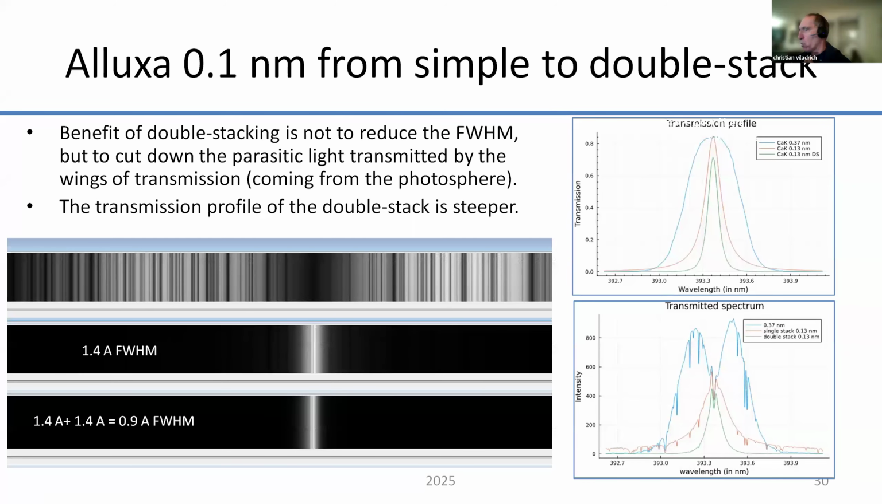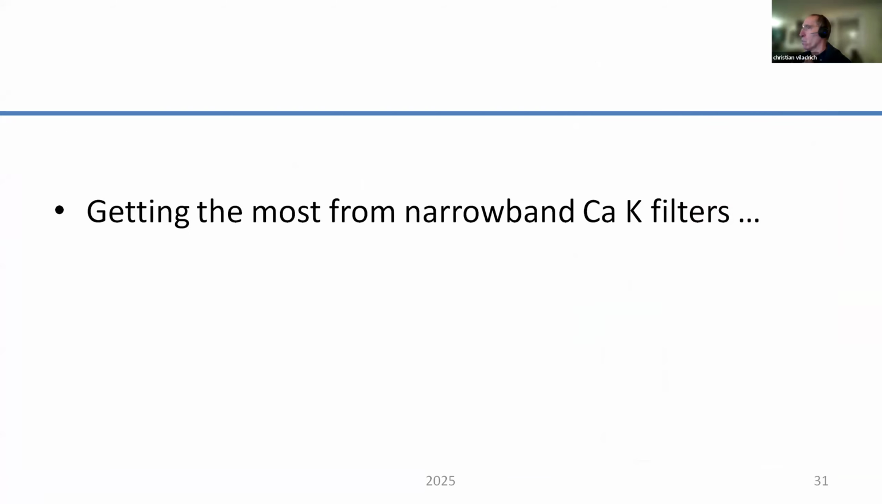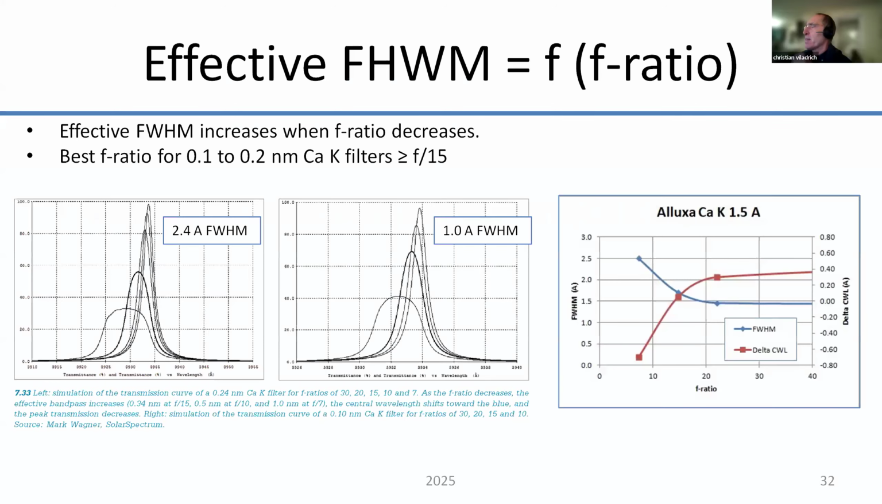So maybe I would jump that one at this stage to go here. Now, this is about getting the most out of the narrowband calcium K filters. Something very important is the F ratio. It's a bit like H-alpha.